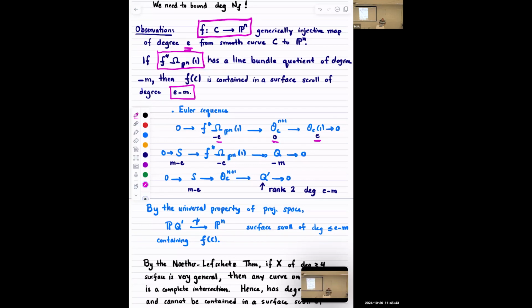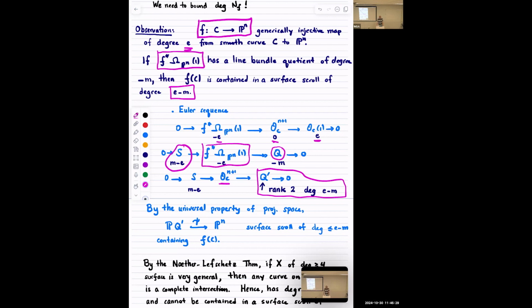Now, suppose that this pullback of the cotangent bundle twisted by 1 has some sort of line bundle quotient of some degree minus m, right? So then I get some sort of kernel of degree m minus e, which then, through the Euler sequence, includes into this O_C^(n+1), which gives me a rank 2 quotient of this O_C^(n+1). But by the universal property of projective space, the projectivization of this rank 2 bundle, which is the scroll over the curve, now maps to Pn, and it contains this image of the curve, and the degree is computed through these things.